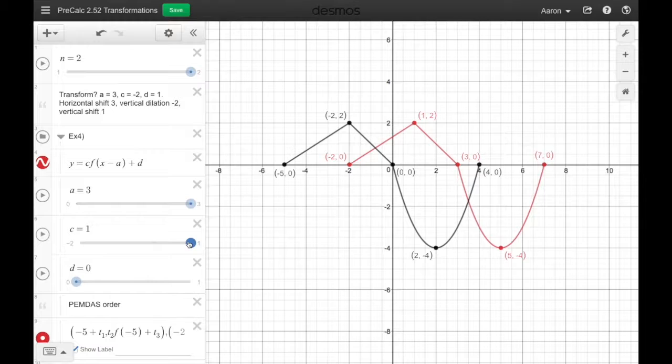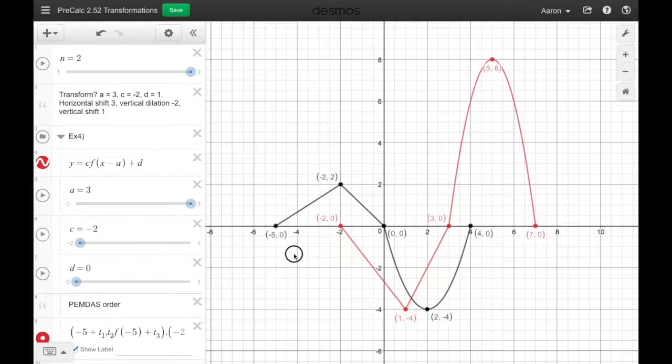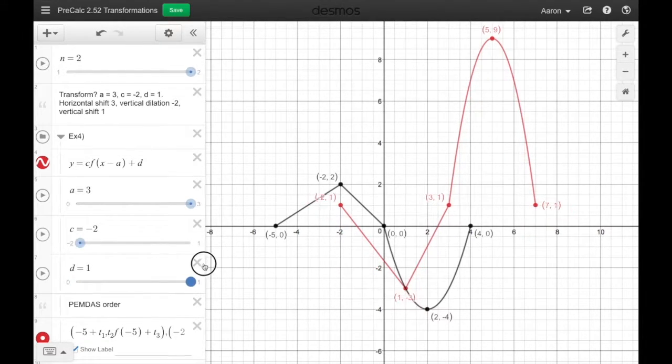The c value is going to be -2. After you do that, then you can multiply all the y values by -2, like this. It used to be at -4, and now it's at +8, multiplied by -2. And the d value is 1. So we have to shift everything up 1 unit. Each of these points has to get transformed individually, and then you can connect the dots to figure out where the new picture is.